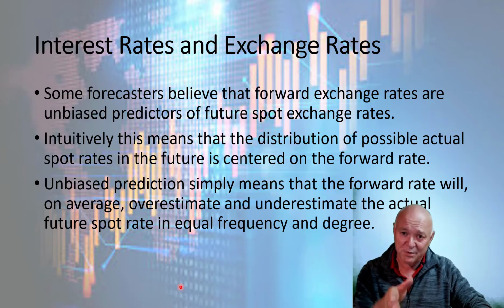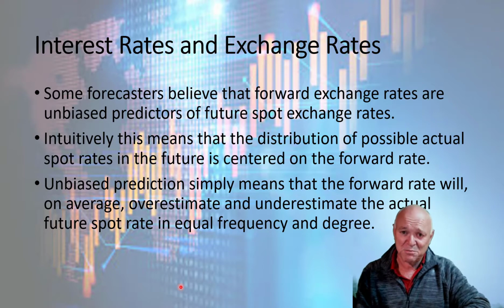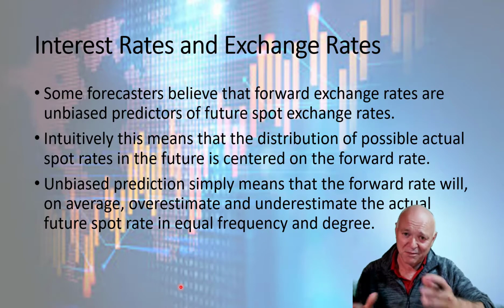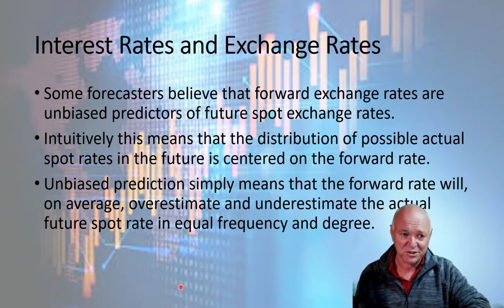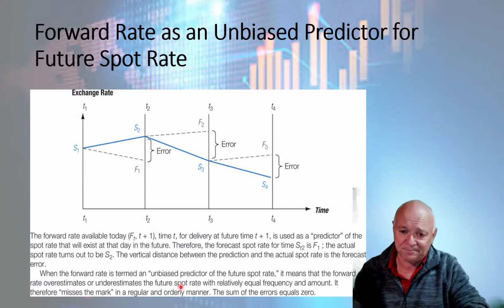The forward rate will be a good predictor. The market forward rate will also be a good predictor. So essentially, it doesn't say you can't make mistakes. It just means you have to be wrong equally in both directions. And you can see how this works in this diagram.